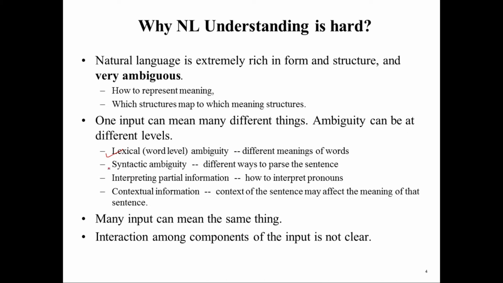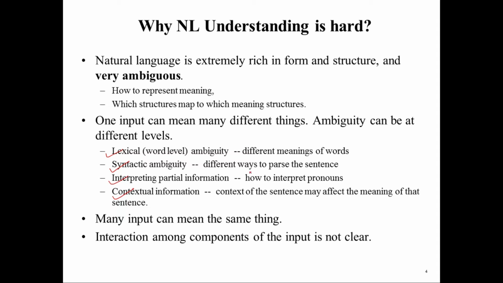The second one is syntactic ambiguity, different ways of parsing the sentence. The sentence can have different structures, or they can be represented in different ways. So this is another ambiguity. Interpreting partial information, and how to interpret pronouns, is again a very big problem in natural language. Then contextual information, the context of the sentence.